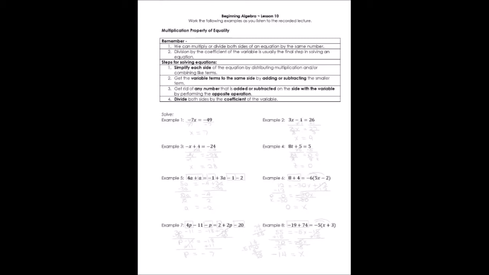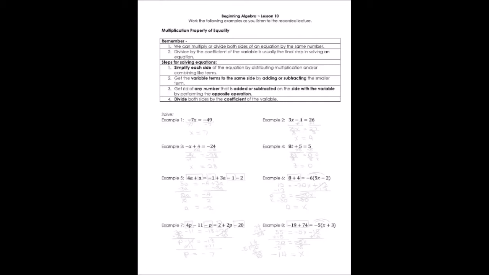You perform the opposite operation. This is called isolating the variable term. And usually, step 4 is divide both sides by the coefficient of the variable. Let's take a few of them and work through. You don't always use all 4 steps. Sometimes you just use 1, sometimes it's 2, sometimes you have all 4.